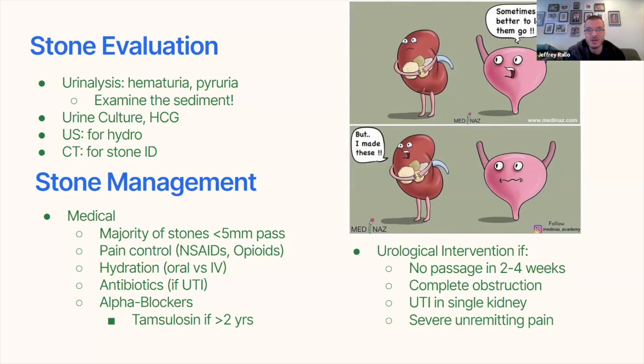And then management-wise, you either have to go in and get it or you don't. Majority of stones less than 5 millimeters is kind of your size cutoff. Give them pain control, lots of hydration. If they can orally hydrate, that's great. If they can't, put them on OBS. Antibiotics if there's a UTI; you don't need to empirically give antibiotics to these kids unless there's a reason to, like a solitary kidney or something.